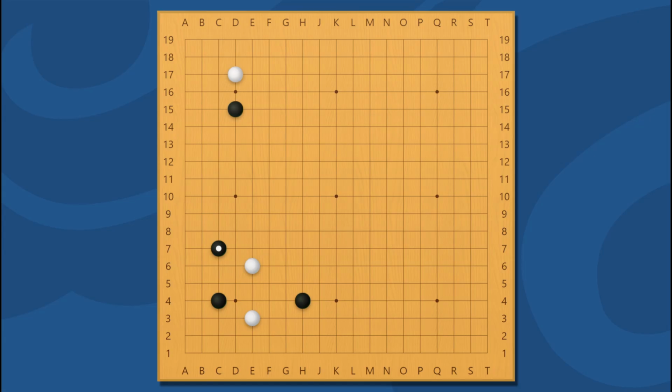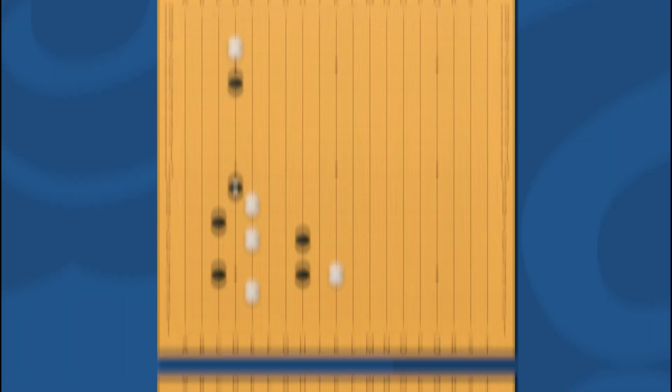Then white counter pincers. Black also jumps upward. White continues to jump. Until here, white's shape is still not reassuring. Let's look at another variation.